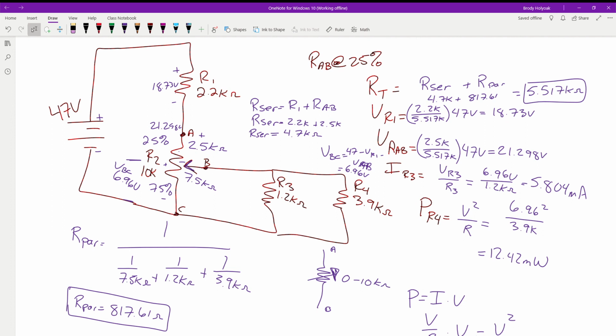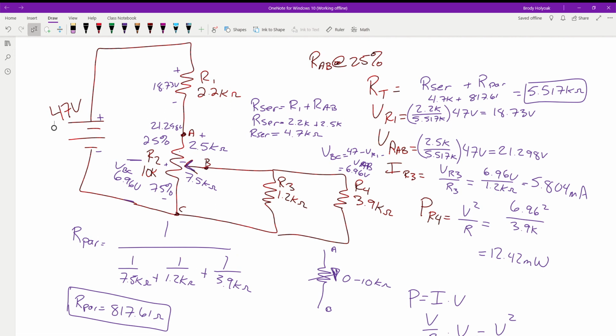The current of R3 is going to be the voltage drop across what is left out of our 47, because we have 47 volts coming in. We have to drop 47 volts across the rest of our system. We have 18 here, 21 here. The rest is being dropped across points BC. Because these guys are in parallel, they're all going to have the same voltage. So then we can calculate the current for R3.